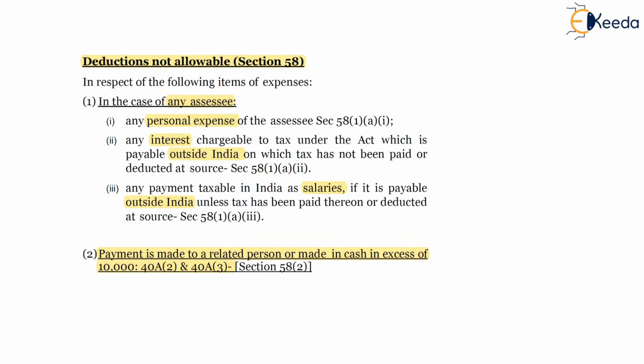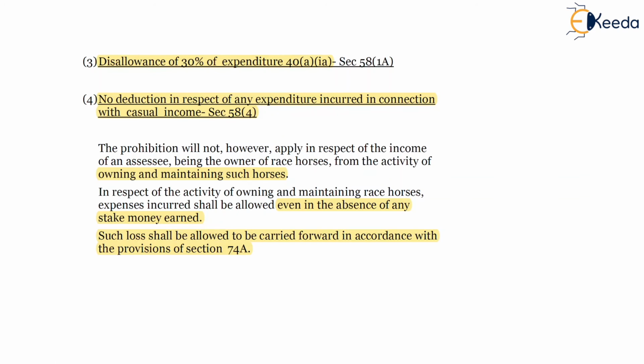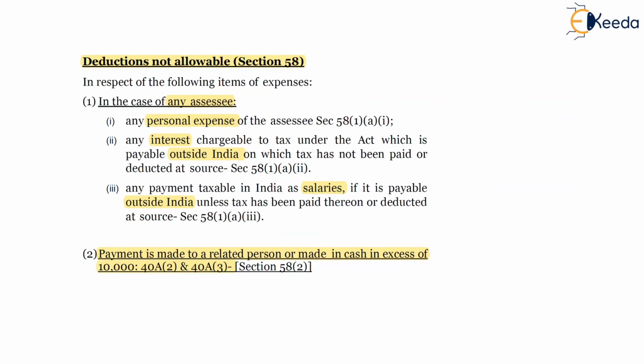So friends, Section 58 in a nutshell, the provisions are more or less borrowed from the profits and gains from business or profession, be it a personal expenditure, be it expenditure not allowed if TDS is not deducted, be it 40A(2), 40A(3), correct? And at the end, no deduction will be allowed in the cases of casual income if the same has been incurred for earning the casual income. Only the exception being owning and maintaining of horse races. So friends, this concludes section 58, which is related to deductions not allowable. And with this friends, we conclude the topic of income from other sources.